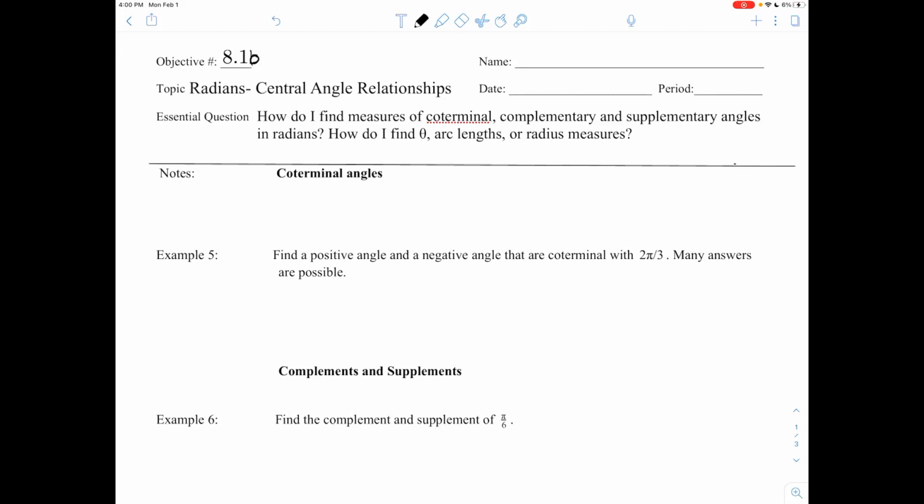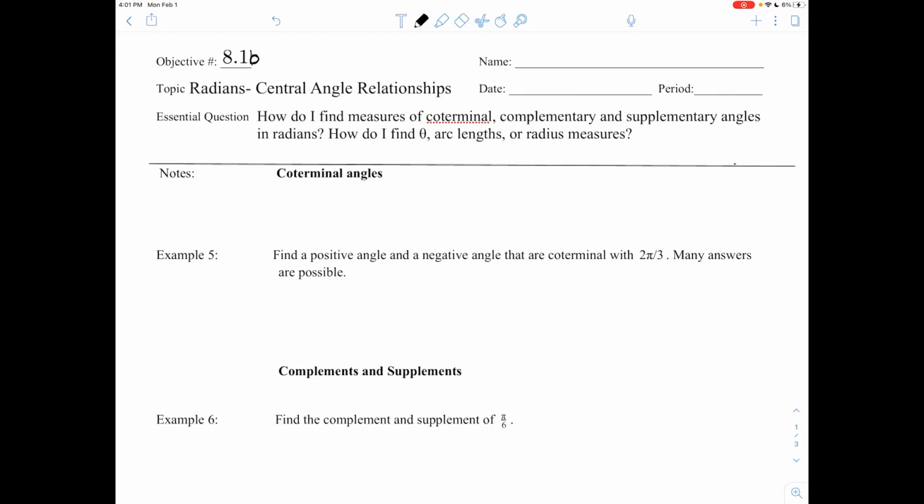How do I find theta, arc lengths, or radius measures of angles on circles that have radii of multiple different values? Yesterday we talked about measures on the unit circle, theta or arc length or a radius of one, always a radius of 1. Today we're going to go with bigger circles or smaller circles than that. Okay, and we'll work in centimeters and feet and yards, etc.